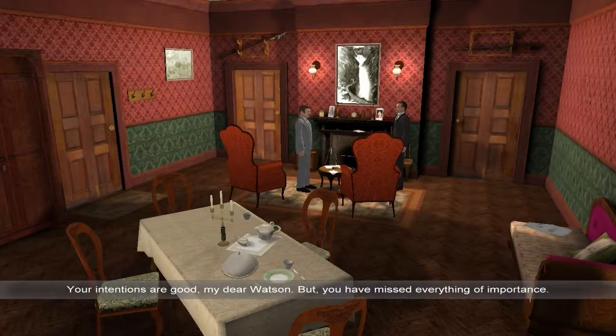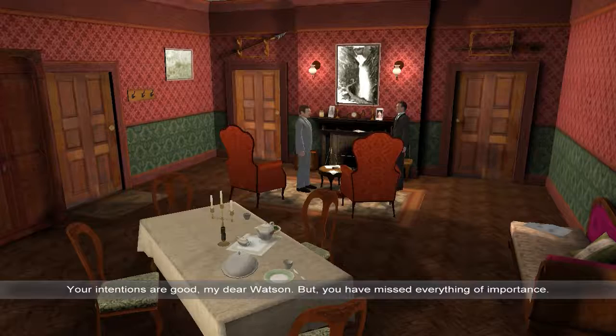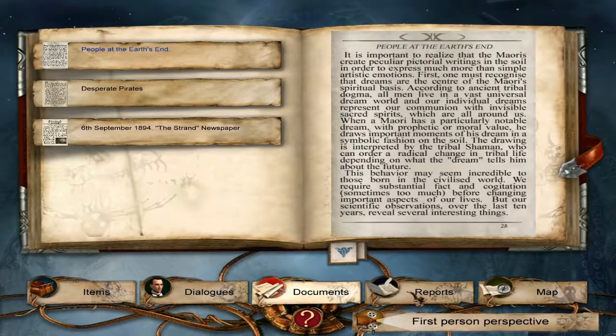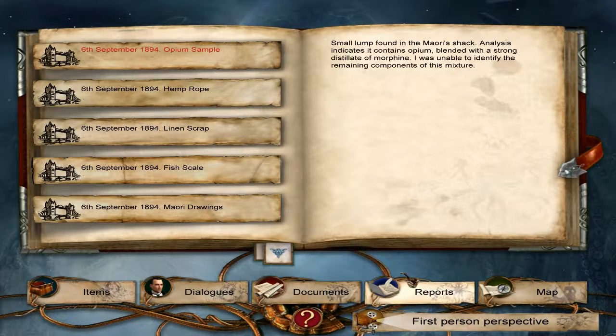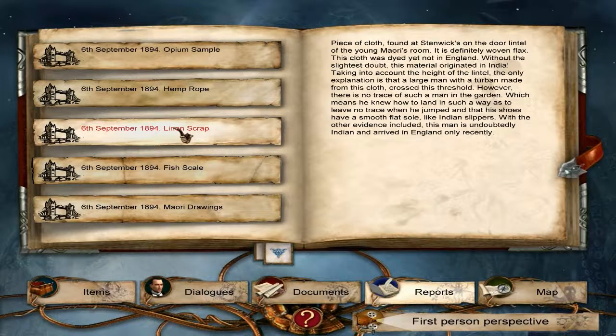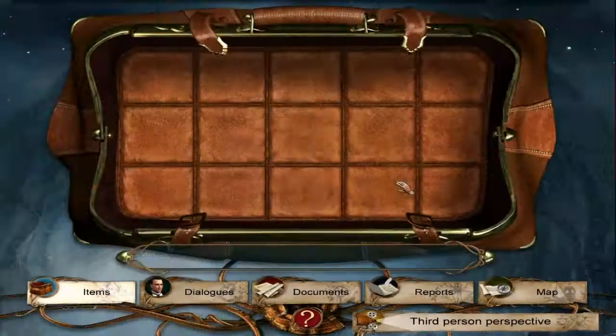Your intentions are good, my dear Watson. How am I supposed to know this? I can't even... I don't know where Indians live in this place. Oh, first-person perspective. That's how you navigate with the WSD, I guess.